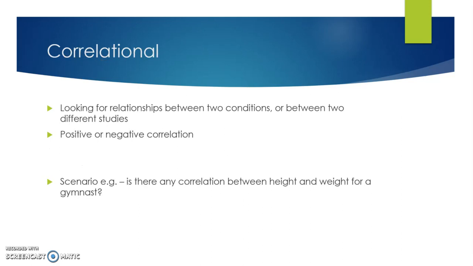The next design is correlational, which is where you're looking for a relationship between two conditions, variables, or studies. Correlation can be either positive or negative. Positive correlation is when an increase in one variable causes an increase in another, and negative is when an increase in one variable causes a decrease in the other. An example of a correlational study would be looking at if there is a relationship between height and weight for a professional gymnast.